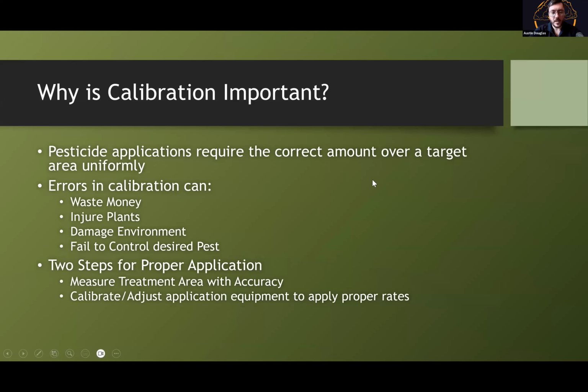So why is calibration important? Pesticide applications require the correct amount over the target area uniformly. This is more so true with a contact product. If you have a systemic product or a translaminar product, those can spread throughout the entire tree depending on how it's administered. If you're doing any sort of contact application, then you absolutely need the spray over the targeted area to be perfect. If you're doing soil applications, you want to administer the correct amount for the diameter inch of the tree or the foot height of the shrub correctly and uniformly.